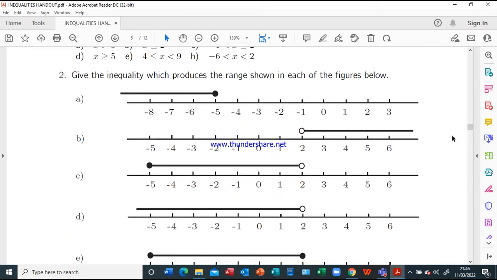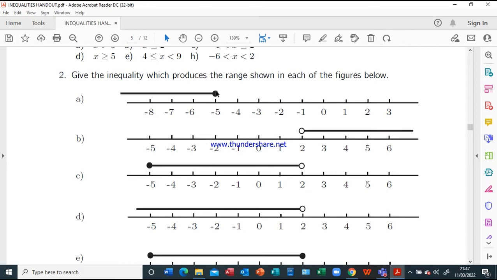Let's actually use this. Give the inequality, let's use number 2. Give the inequality which produces the range shown in the figures below. Number 1, A would be x less than negative 5. A would be x less than or equal to negative 5.